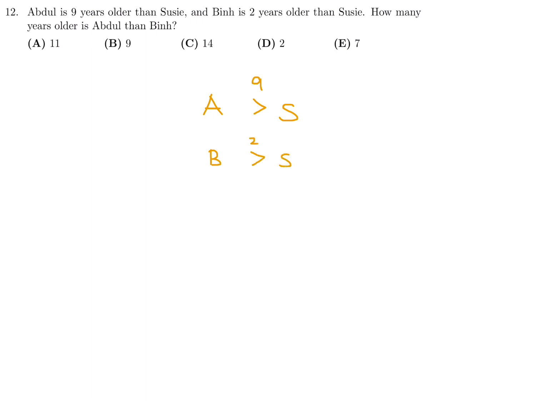So let's just give some numbers. If Susie is 10, that means Abdul is 19. If Susie is 10, Bin is 12. So comparing Abdul to Bin, 19 compared to 12 is a 7 year difference. So the answer to number 12 is E.